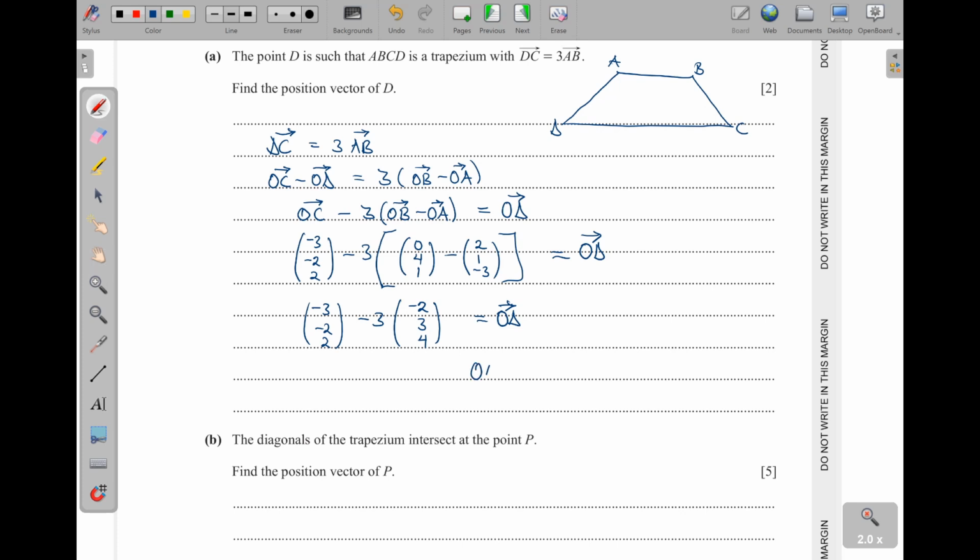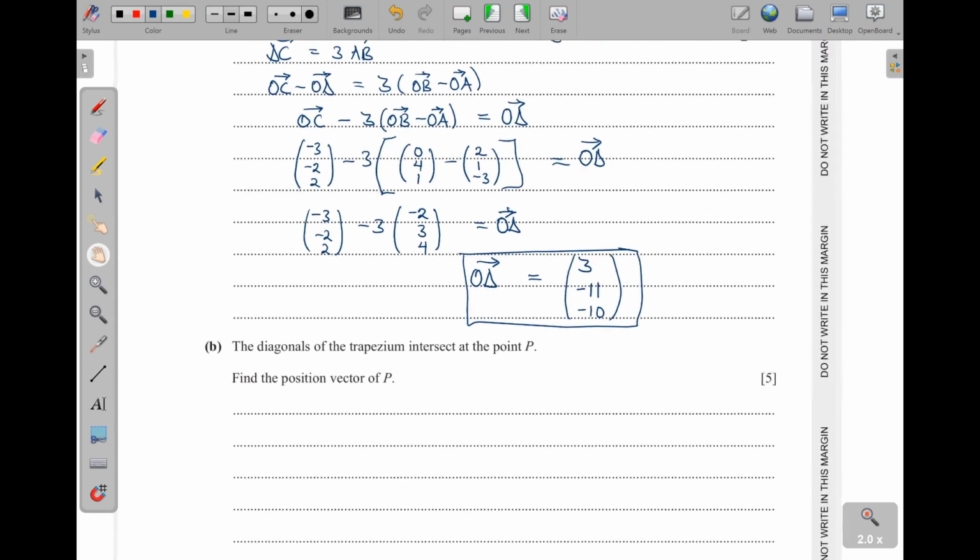OD is going to be equal to, now here you have -3, then plus 6. That will be a 3, okay? So we shall get a 3. And then we also have -2 minus 9, so that will be -11. And then we also have 2 minus 12, and that will be -10. So this will be our position vector of D. Okay, let me rub off this here.